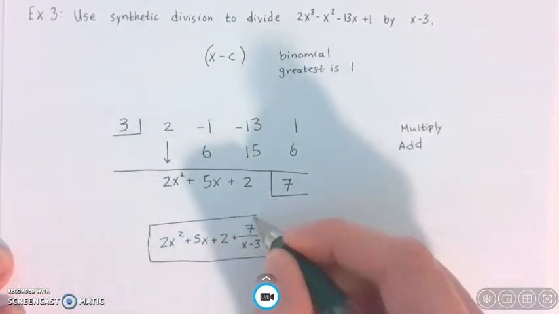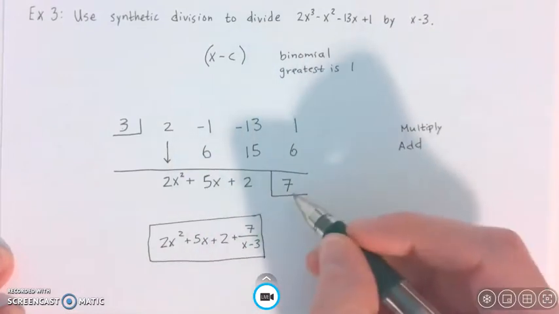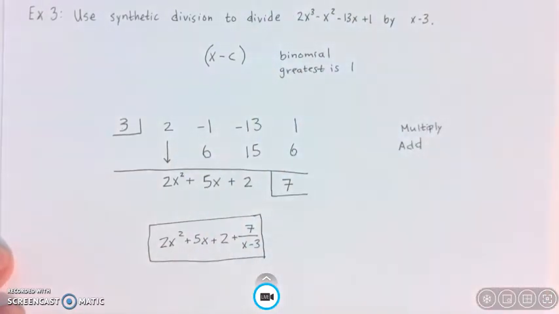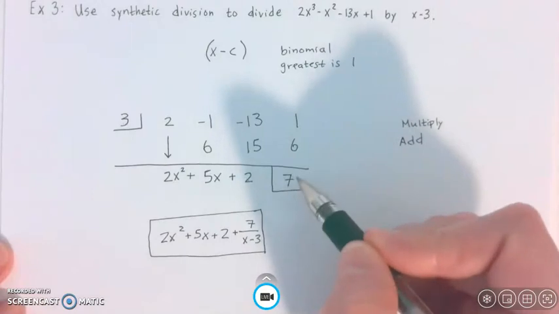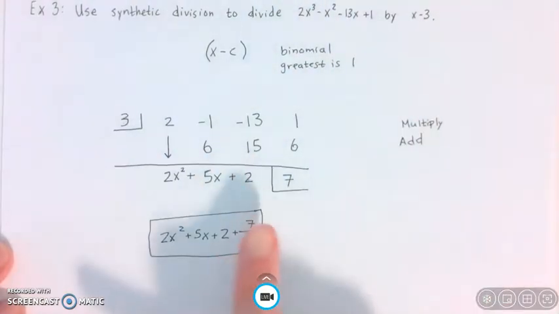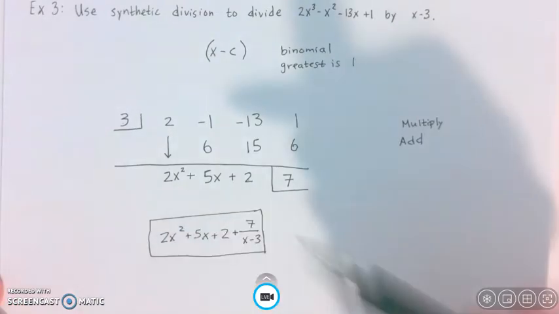So far, in both the problems that we did, we got a remainder. That doesn't always happen. If you get 0 here, then you have no remainder, and you would just have an answer with no fraction in it. Sometimes it'll work out perfectly. So even though the last two examples have had remainders, that doesn't always happen.